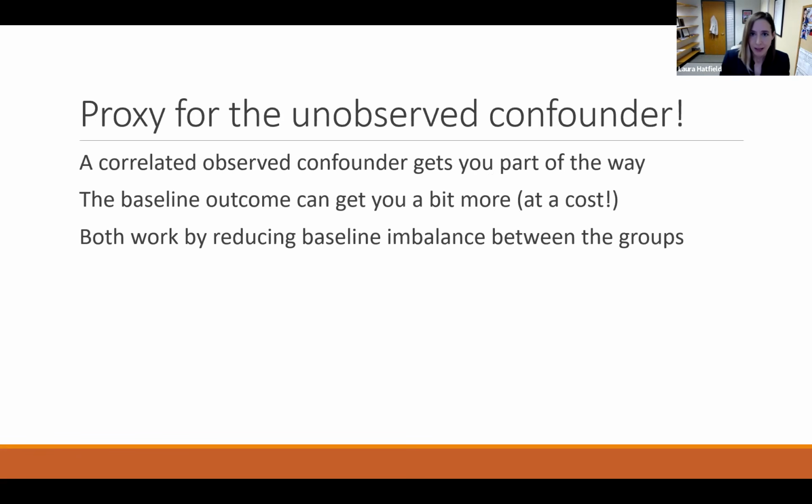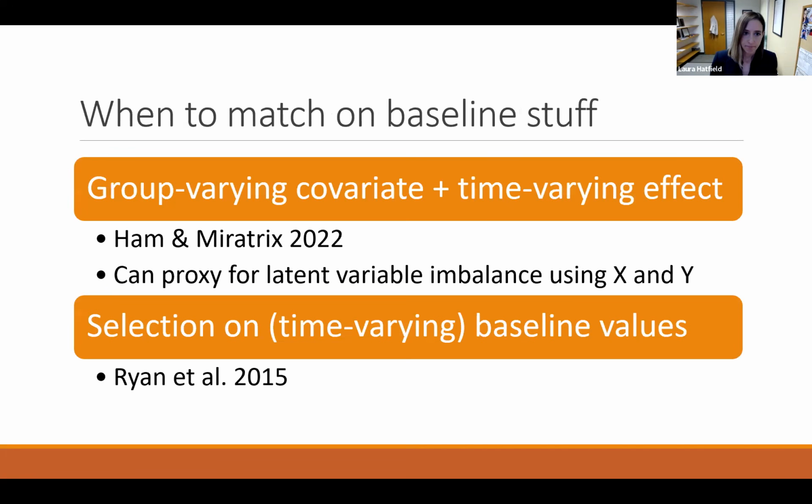You can proxy for that unobserved thing that is imbalance between the two groups by using the correlated observed confounder, the X. If it's correlated in a helpful direction, then you can get them closer together. And the baseline outcome can get you a little bit more, but this is the cost that Luke talked about in their paper. And both of these work, again, by reducing the baseline imbalance between the groups, and that baseline imbalance only matters because of that changing coefficient.